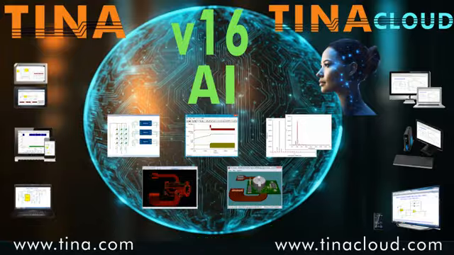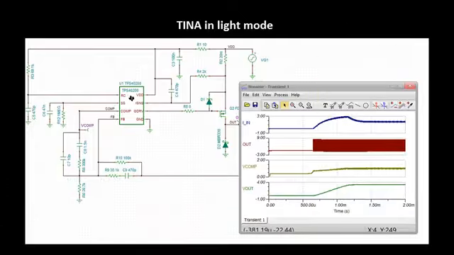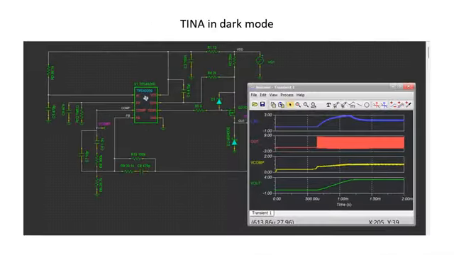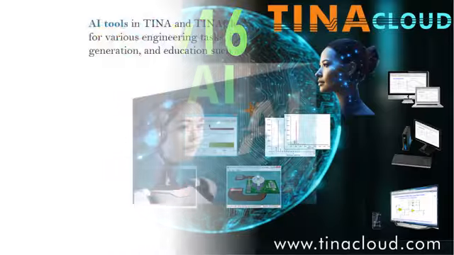TINA can be downloaded and installed on your computer, and from TINA v16 is available for Windows, Apple macOS, and major Linux distributions, including Ubuntu, Mint, SUSE, and even Raspberry Pi OS. Enjoy a consistent, powerful experience whether you're in the lab, at your desk, or on the go. Now TINA is also available in light and dark mode. The online TINACloud is running in your browser without any installation, and anywhere in the world where internet is available.